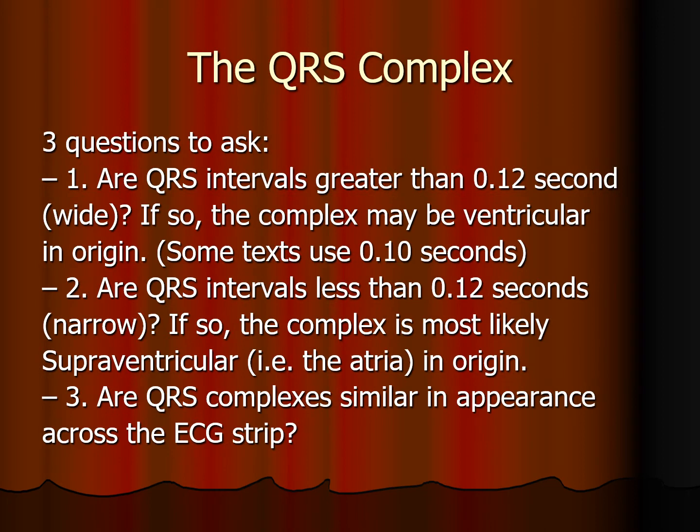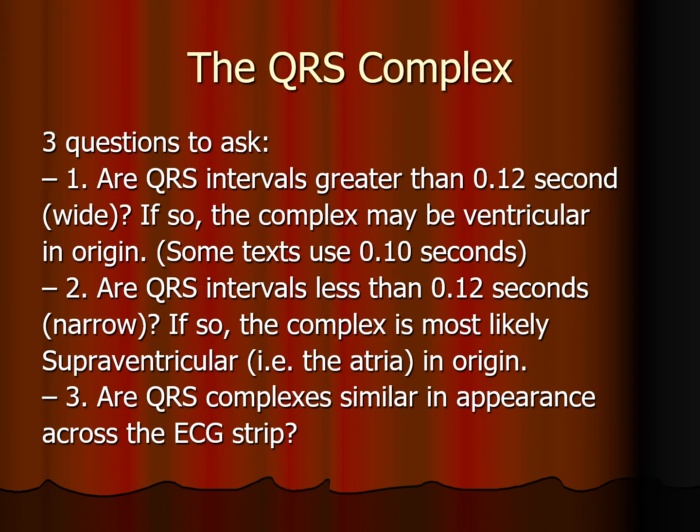All right. Now we're going to ask questions about the QRS complex. Are they too wide? Do we have Kims instead of Kendalls? Are the intervals greater than 0.12 or 3 small boxes? So if so, the complex may have come from the ventricle. And again, some texts use 0.10. All right. If they're less than 0.12, that's skinny. We want skinny girls, so we want Kendalls. And if so, the complex is most likely supraventricular in the atrial origin.